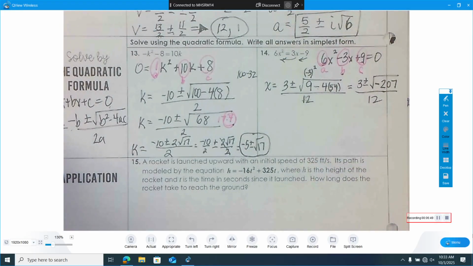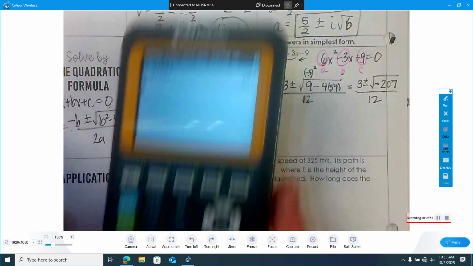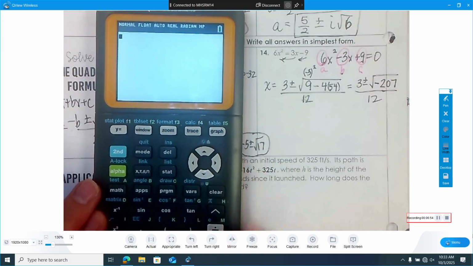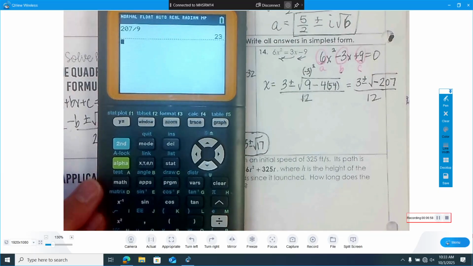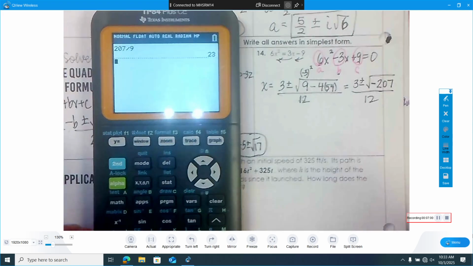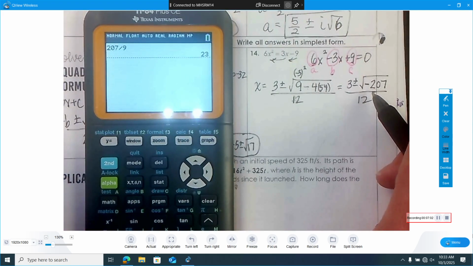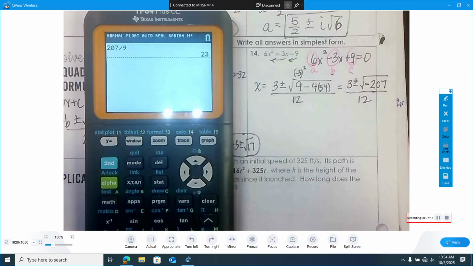All right, 207. That is a crazy number. Ooh, is it divisible by 9? 207 divided by 9. Oh, it is. How did I know it was divisible by 9? So, how do you know something's divisible by 3? Do you know that trick?